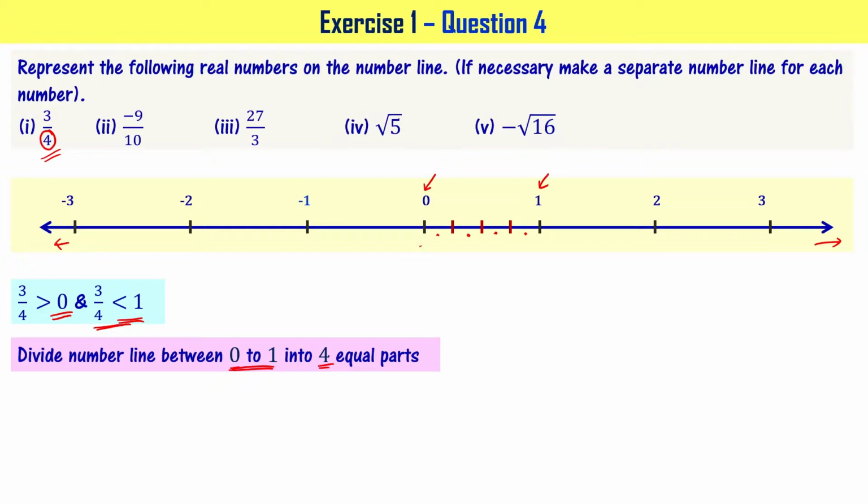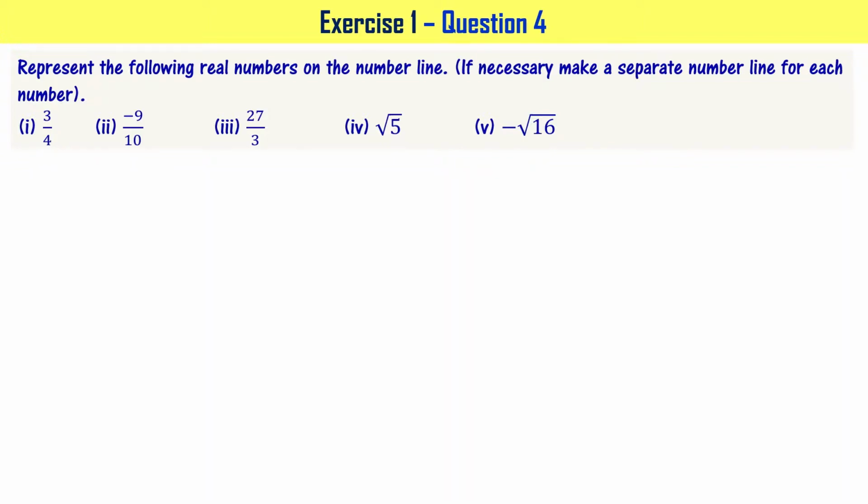Please note this point. Now, let me write 0 as 0 by 4. The first red color line as 1 by 4. The second line as 2 by 4. And this is 3 by 4. This is 4 by 4. We know that 0 by 4 is 0. That's what is there already here, right? And 4 by 4 is 1. That is what we have already here, right? So what we are asked to represent? 3 by 4 on the number line, right? This is the number we are asked to represent. Got it? Now let's look at the second number, that is minus 9 by 10.